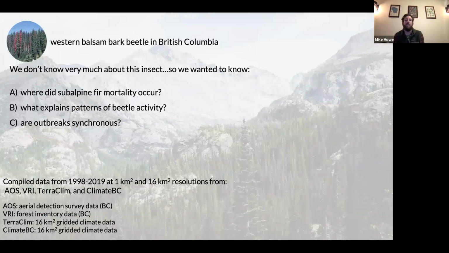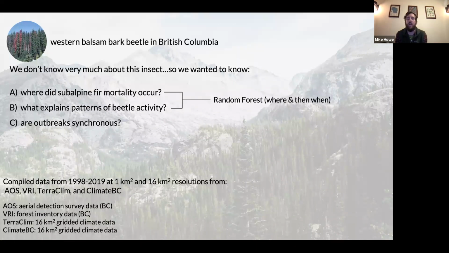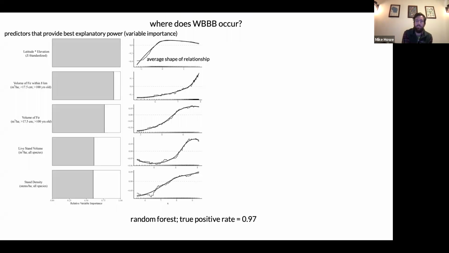Okay, so since we don't know very much about this insect, we wanted to know where subalpine fir mortality occurred. We wanted to know what explains patterns of beetle activity, and then whether outbreaks are synchronous. In order to do this, we fit a couple of different random forests describing where and then when beetle activity happened. I'm not going to talk about the methods here, but I'm happy to talk about them later.